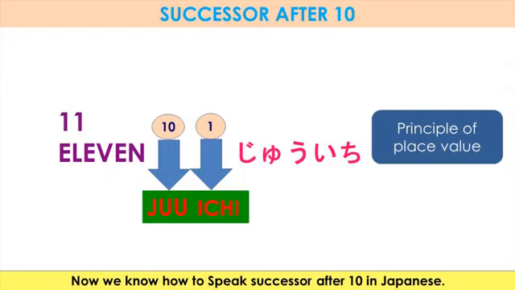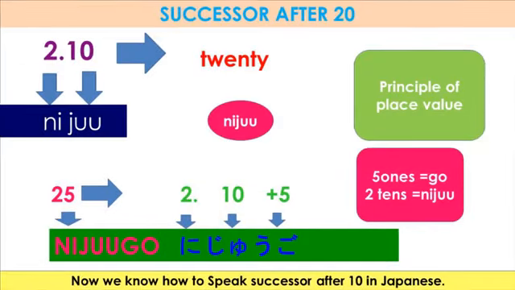So continue like this. Ju Ichi, Ju Ni, Ju San, Ju Yon, Ju Go, up to 19. After that comes the number 20. So we have two tens. According to place value, I am telling two tens. So Ni Ju, or 2 into 10. So the number is Ni Ju.